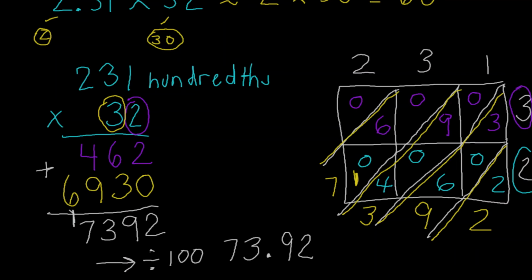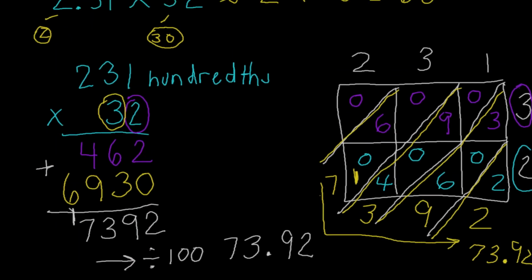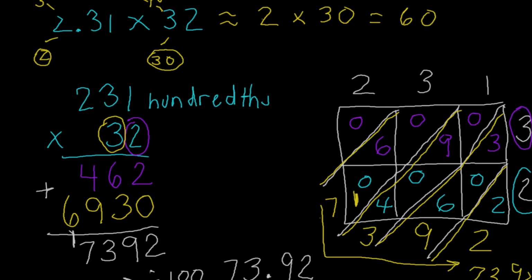So I'm done adding. And now what I would do here to write my final answer, I go from the top all the way down and I write those numbers in that order. I have a 7, a 3. We know that there's a decimal there because we multiplied by 100, so now we have to divide. So our final answer would be 73 and 92 hundredths. And if I look back at my estimate of 60, that makes sense. My answer is close to 60. So that is how we would use the lattice method to check our multiplication. It is a good practice to use the lattice method to check our multiplication.